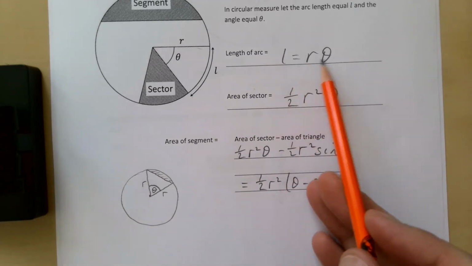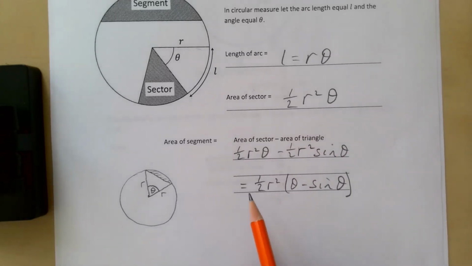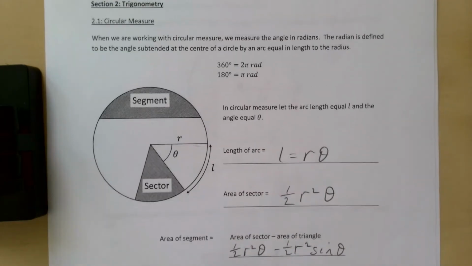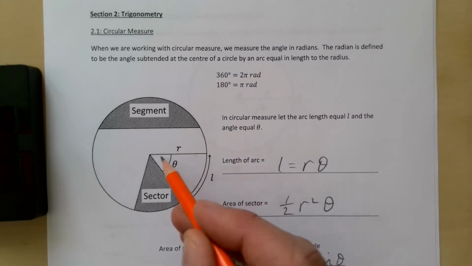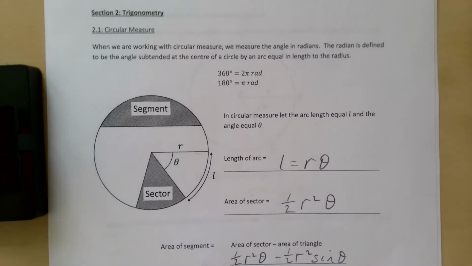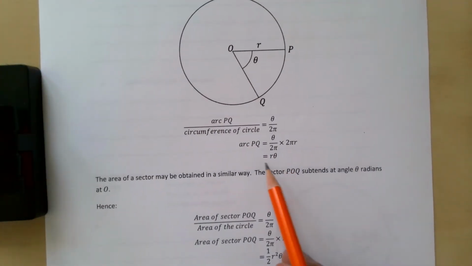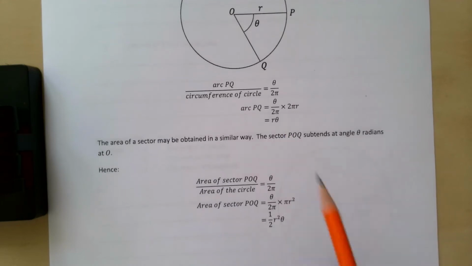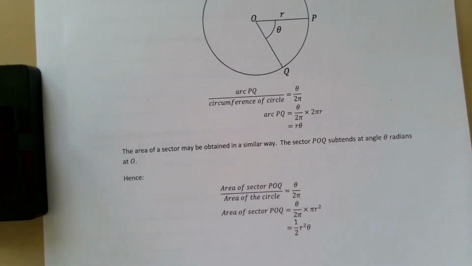So L is r theta, area of a sector is a half r squared theta, and the area of a segment is a half r squared theta minus sine theta. The other thing is trying to get your head around what a radian is. A radian is the angle that you go round if r equals r here. So as far as you would go round from there. This next page I'm not going to spend too long on. It's just proofs for some of the bits and pieces that we've done. It's showing that the length of the arc is r theta, so you can take a read through that. And also the area of the sector is a half r squared theta.